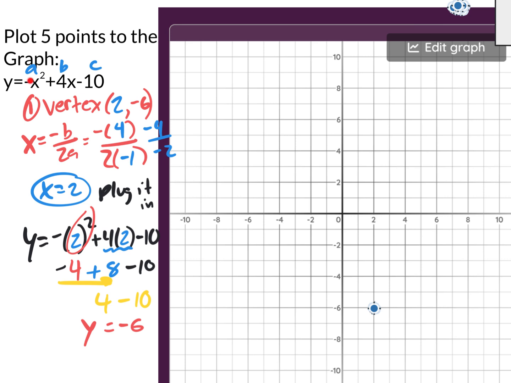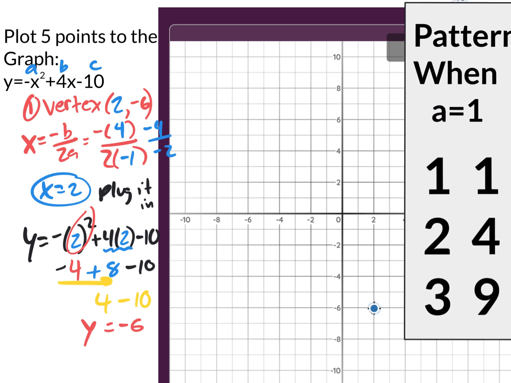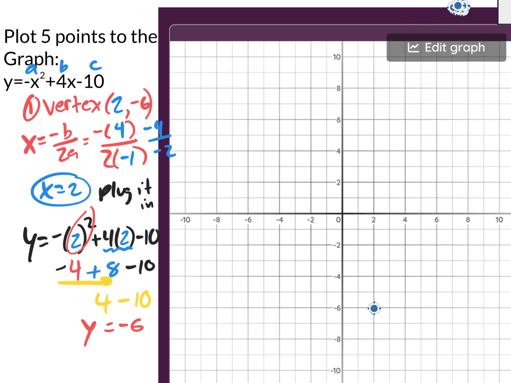Now, this a value is negative 1, which means that we are going to be able to use the pattern 1, 1, 2, 4, 3, 9, but it's going to be opening down instead of up. So we're going to take this next point and go 1 over, 1 down, okay, because it's negative. Then you take the next point and you're going to go 2 over, 4 down, 1, 2, 3, 4 down. And if you take the next point and you go 3 over, 9 down, you're going to be off this graph. So that's why I'm only saying plot 5 points.